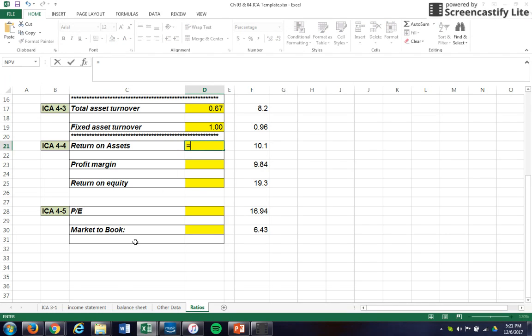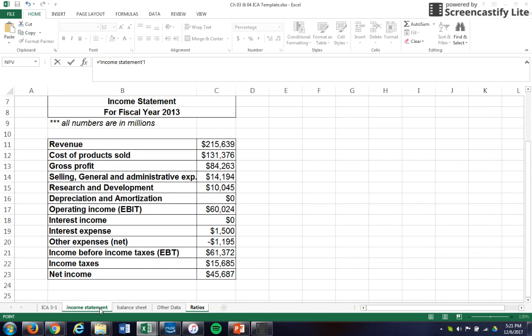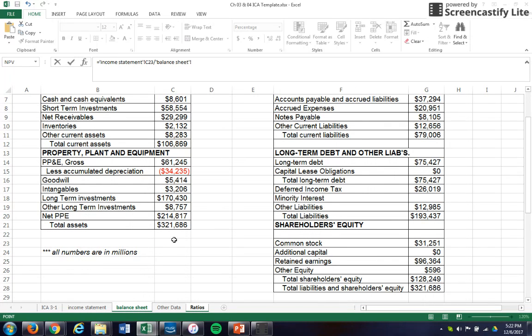So to find net income, we know that's on our income statement. So we type equals. We find our net income down here at $45,687. We hit our divided by key, which is our forward slash, and we look for our total assets, which we know is on our balance sheet at $321,686.